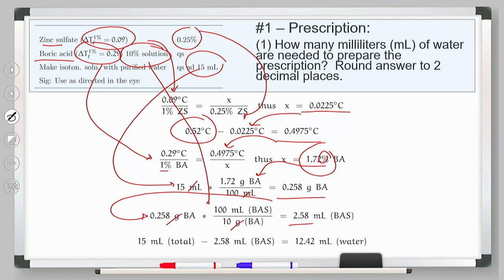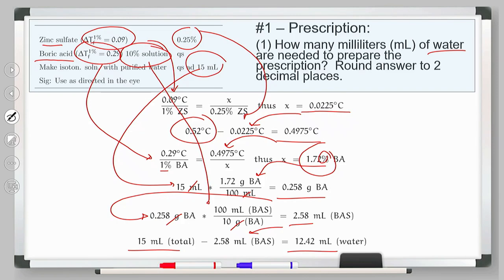So the question wanted the water. So again, water will be the total 15 milliliters from the prescription minus what we're going to be using from the boric acid solution, and the difference, in this case 12.42 or 12.43, depending on how you round it, would be the correct answer for the volume of the water. So 12.42 milliliters of water added to 2.58 milliliters of boric acid solution plus the weight of the zinc sulfate would make our final product.